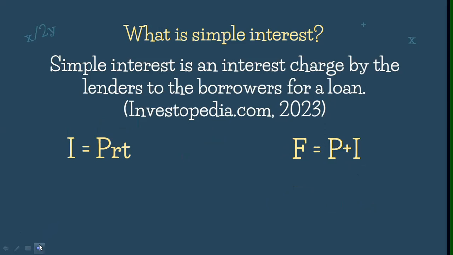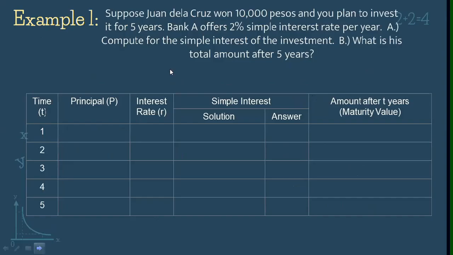To illustrate this simple interest, we have here an example. Suppose Juan de la Cruz won 10,000 pesos and you plan to invest it for 5 years. So, example dito is ikaw daw po si Juan de la Cruz na nanalo ng 10,000 pesos and you plan to invest it for 5 years. So, si Bank A offers 2% simple interest rate per year. So, ang problem dito is compute for the simple interest of the investment and what is the total amount of the investment after 5 years.